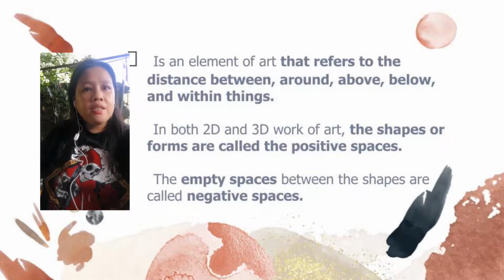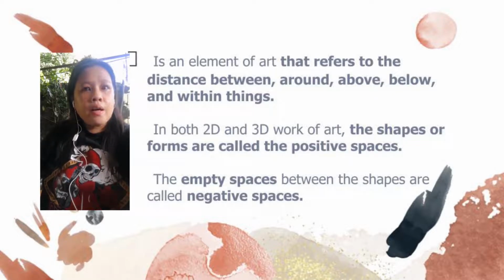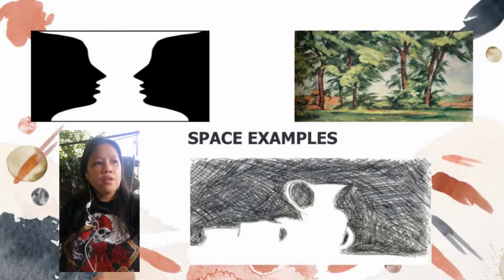So, let's proceed. Also, I haven't said that space has two kinds, mainly the negative and the positive spaces. When we say negative, in figure 1, you can see the painting has two faces facing each other, but the middle is empty. So the empty space there is called negative, whereas the two faces occupying space with black color are called positive spaces.